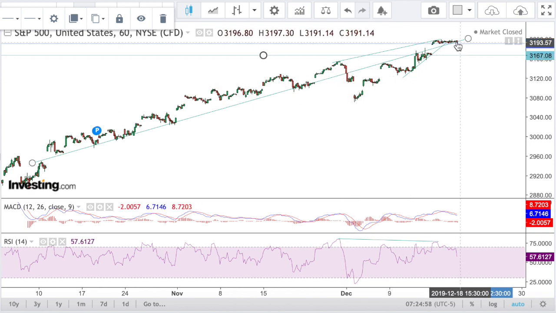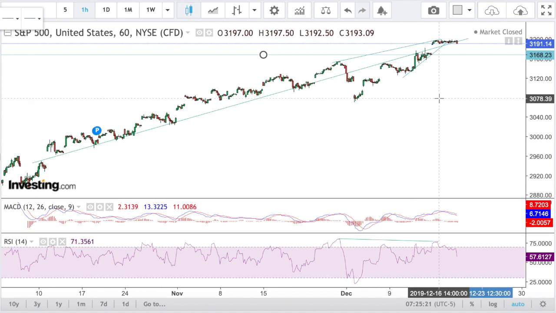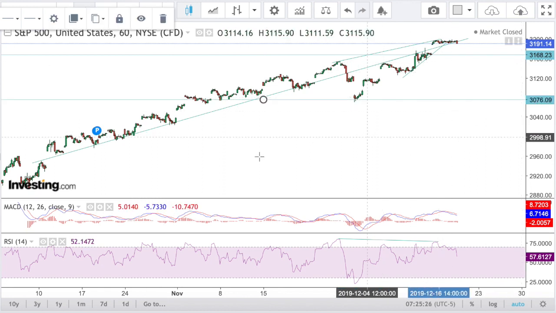So I'm not going to say this is it and we're going to go all the way down. But if we start accelerating some sell signals and going below this gap, if we don't reverse after the gap fill, then we could start seeing some more downside, and this would be the first target on the longer term here, this 3070 level.